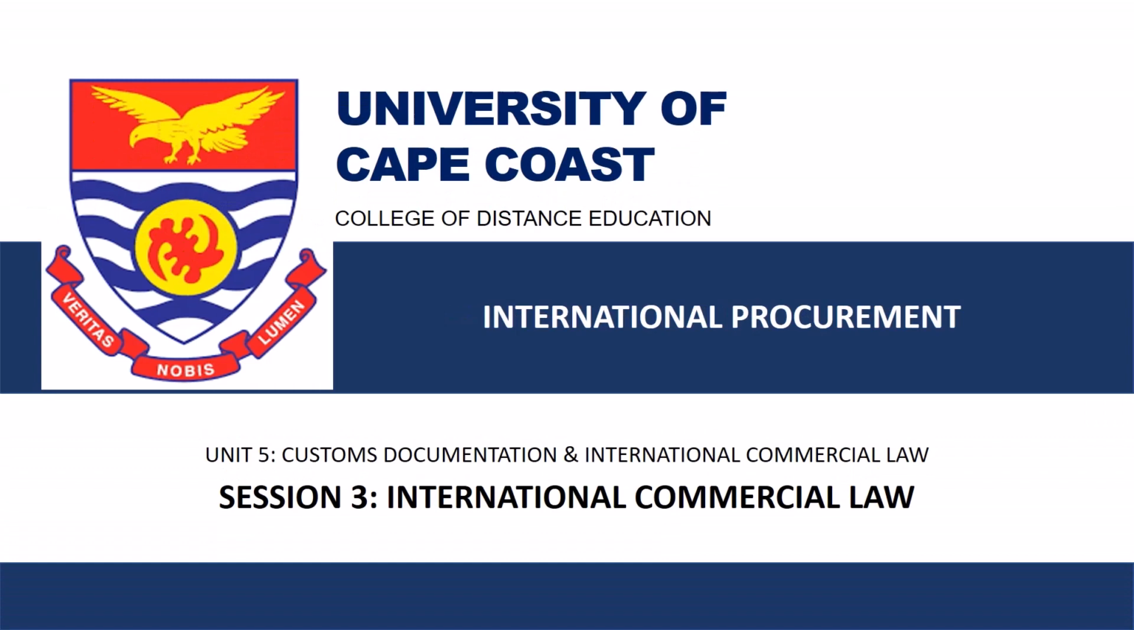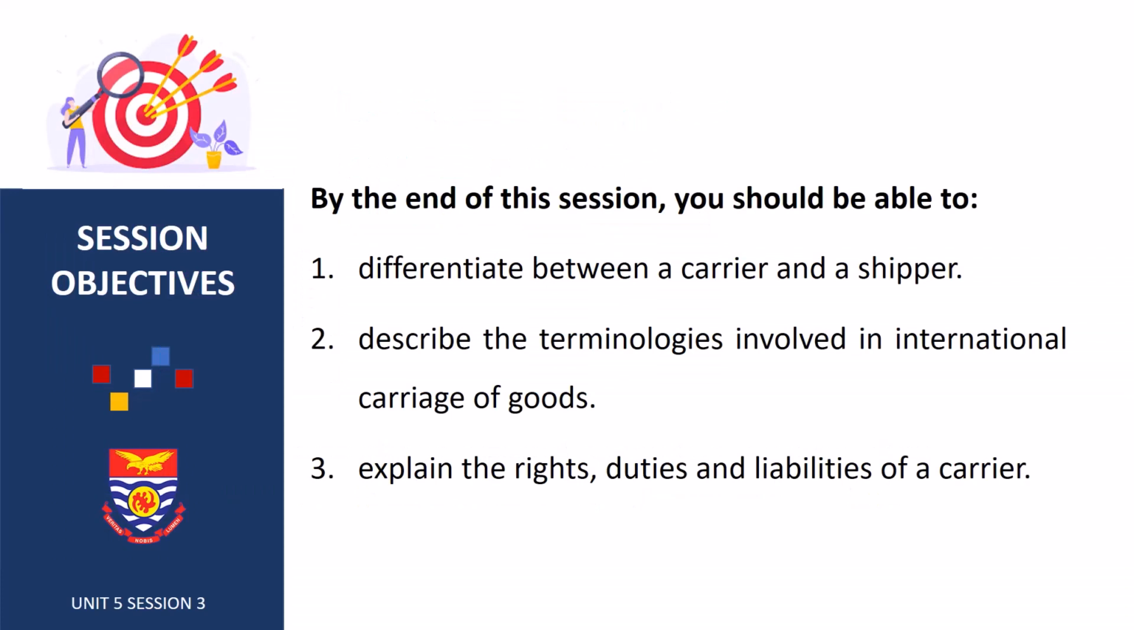Welcome to section 3 of Unit 5 of International Procurement. Today, we'll be looking at international commercial law. So, by the end of this section, you should be able to differentiate between a carrier and a shipper, describe the terminologies involved in the international carriage of goods, and explain the rights, duties, and liabilities of a carrier.